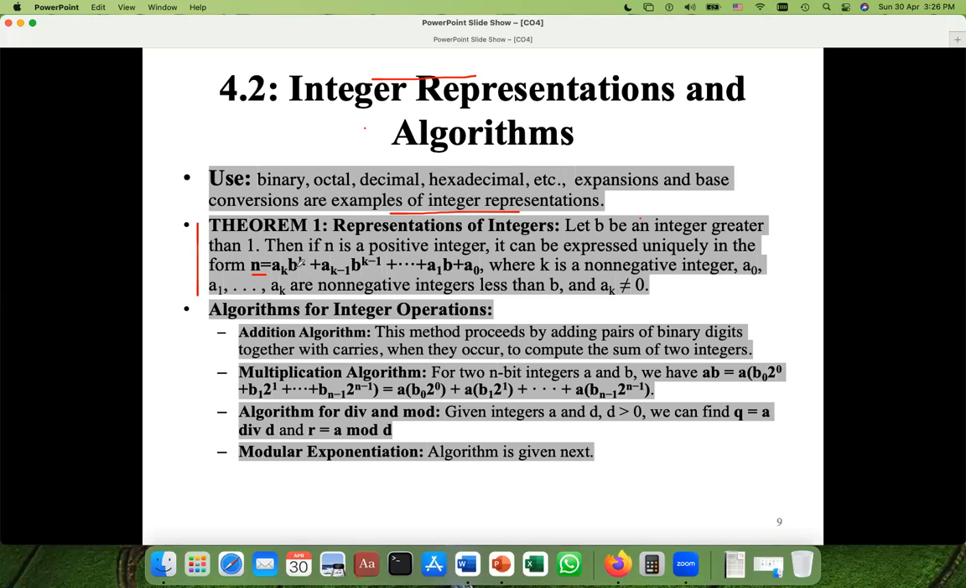So here the a_k are the values which are multiplying with these numbers, and k is a positive integer, and from a0 to ak we also have positive integers less than b, and ak is not equal to 0. So this is a representation. We can represent one integer into these forms by using this equation.